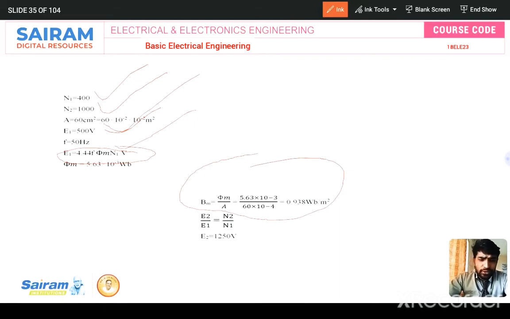And E2 by E1 is equal to N2 by N1. Definitely by cross calculating, E2 we got 1250. Already I told you either you should choose V2 or E2. Don't confuse. Only the letter is different. Okay.